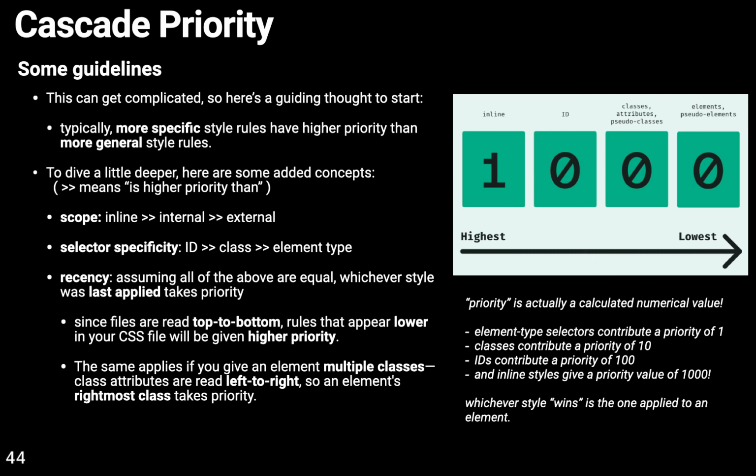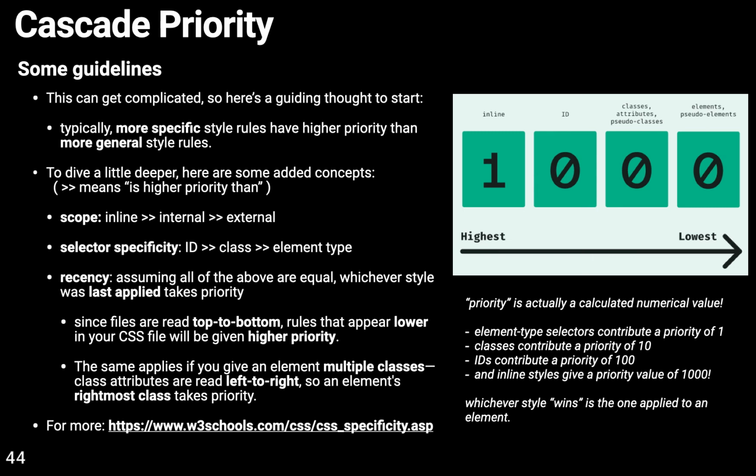When you're defining an element's class list, remember those are read left to right. So you have multiple classes defined. The rightmost class will take priority over the leftmost class. And again, more of this is available on CSS specificity, a piece of the W3 School site.